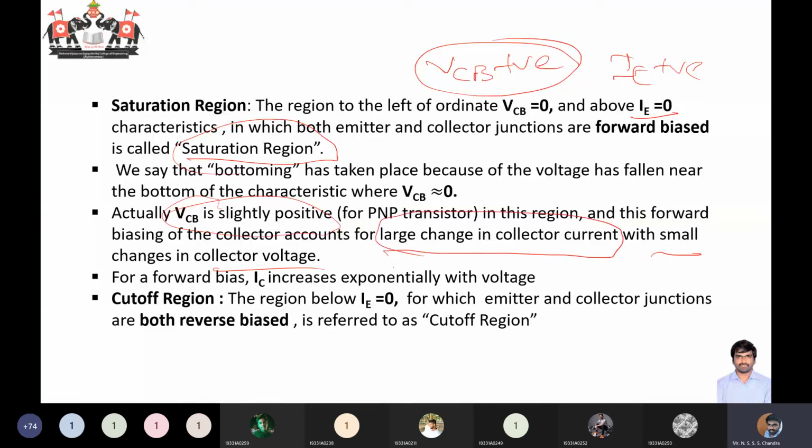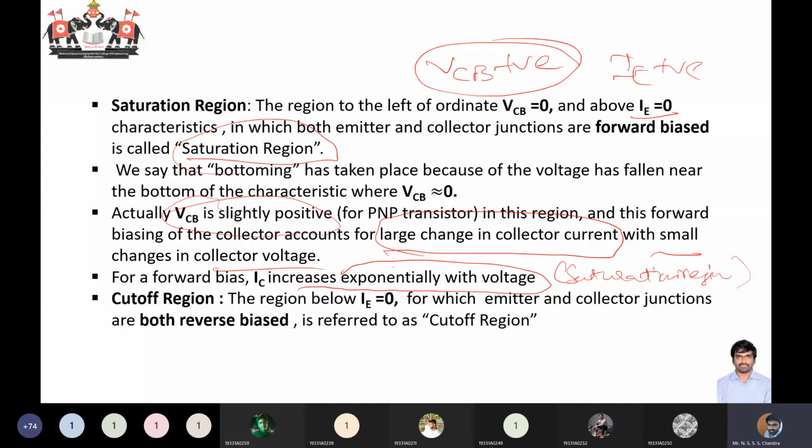So I can say that in the saturation region, your output resistance is very small. I told you that your current will increase exponentially with the voltage when it is in the saturation region. Only in the saturation region will your current increase exponentially with the voltage.